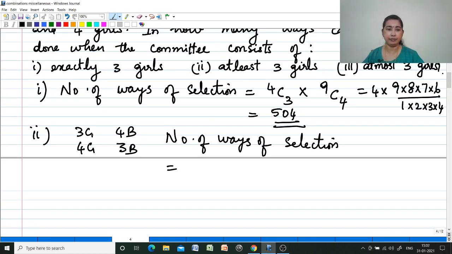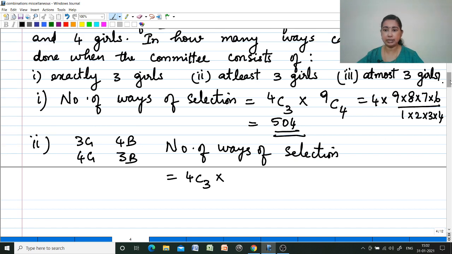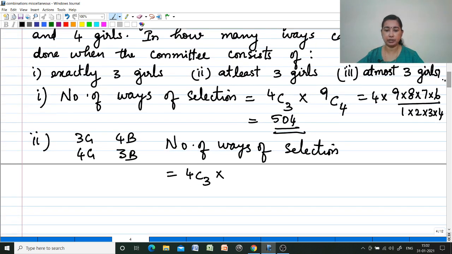we are having a total of 4 girls. So from 4 I can select 3, and the total number of boys is 9. So from 9 we can select the remaining 4, so that the total is 7. Or I can select 4 girls also, because at least 3 means it can be 3 girls or 4 girls. If I am taking 3 girls, the remaining should be from boys. If I am taking 4 girls, the remaining, that is 3, should be from boys. In total we have to make a committee of 7.